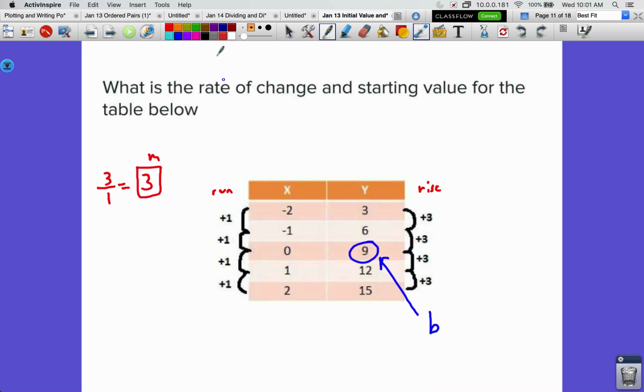I think we're ready to do this. Let's start writing this into an equation. The equation for a linear relationship is y equals mx plus b. Here we can fill in a 3 for m and a 9 for b. The equation of this table would be y equals 3x plus 9.